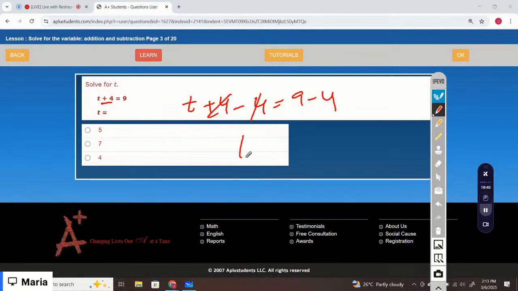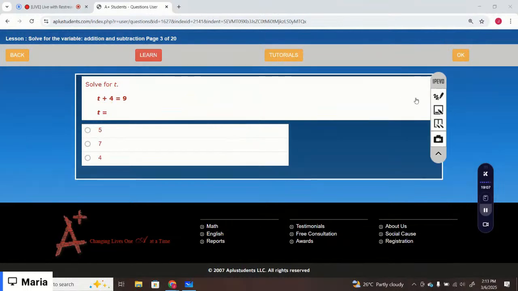So 4 minus 4 is 0. You are left with 9 minus 4. 9 minus 4 equals 5. Very good. Option number 1 is the correct option. That is t equals 5.